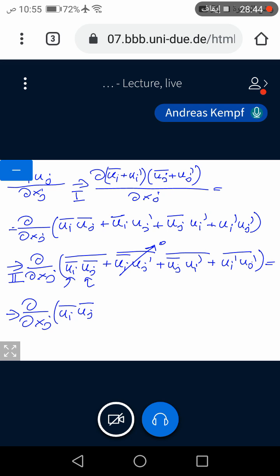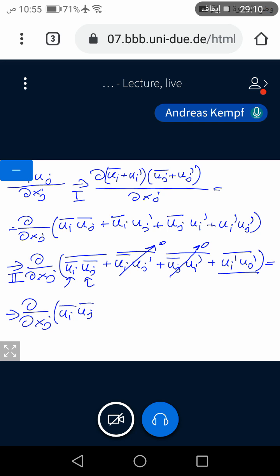Now for symmetry reasons, this guy must also be naught, right? It's the same thing. We can here again write this as uj bar times ui prime bar. And this ui prime bar here would be 0. So this is nice. We lose a lot of ugly, nasty terms. Then the only term that stays is ui prime uj prime.